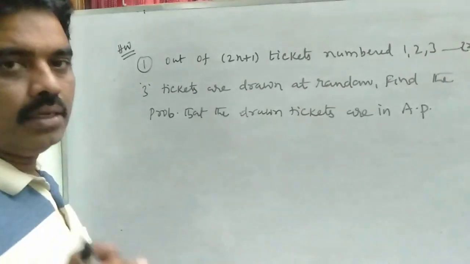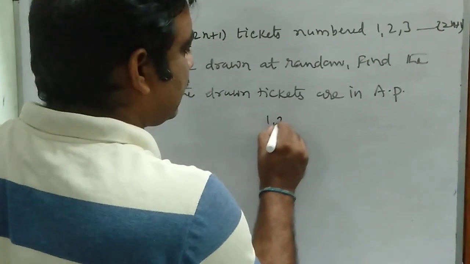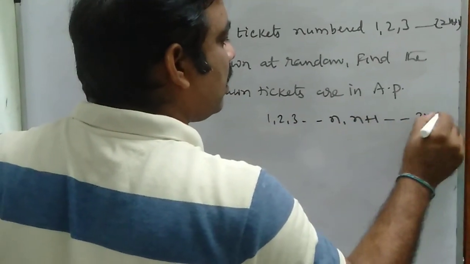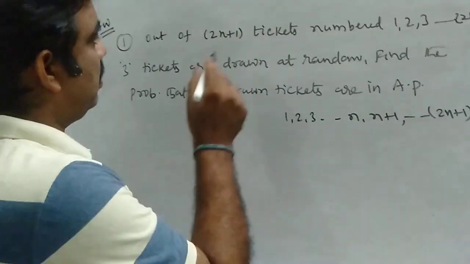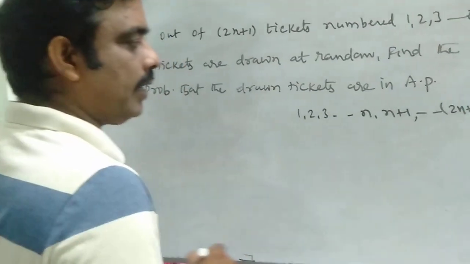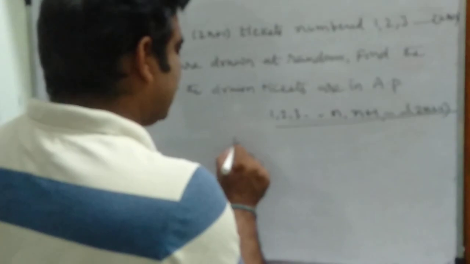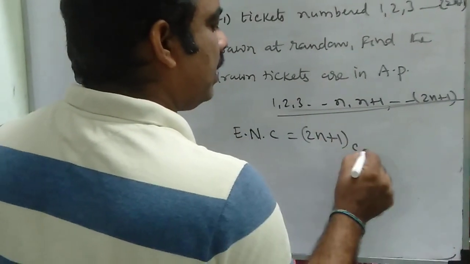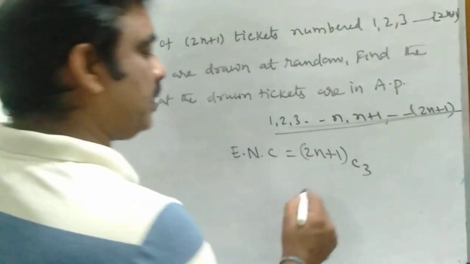I will explain, you do it on your own, I will just give the idea. There are tickets numbered 1, 2, 3, and so on, up to 2n plus 1. The total number of tickets in the problem is 2n plus 1. We have to draw 3 tickets from 2n plus 1. So the exhaustive number of cases will easily come, 2n plus 1 C3. The number of ways of getting 3 tickets out of 2n plus 1 is 2n plus 1 C3.